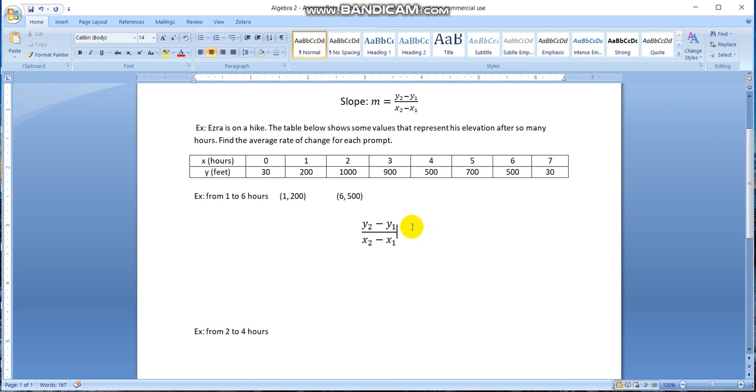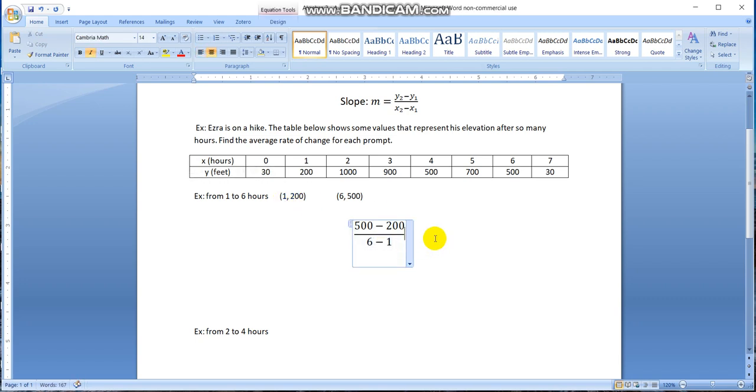Okay, so all you do is just plug in your values. Basically, you're just solving for slope. This is y2, so that's 500. This is y1, that's your first value, so 200. x2 is this value, 6. x1 is going to be this value, so just 1.